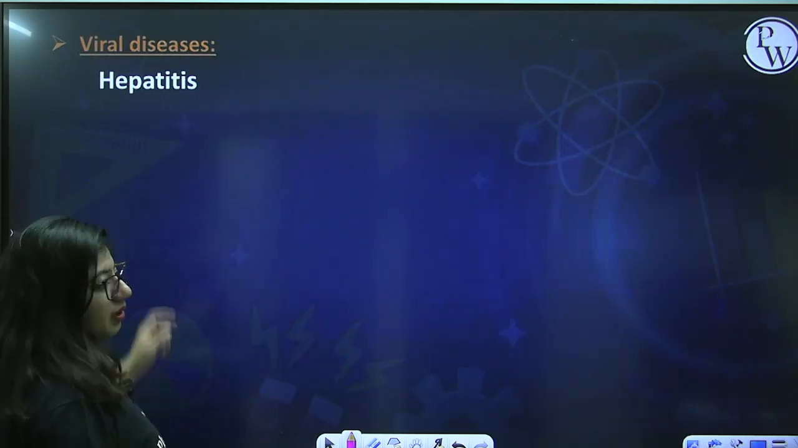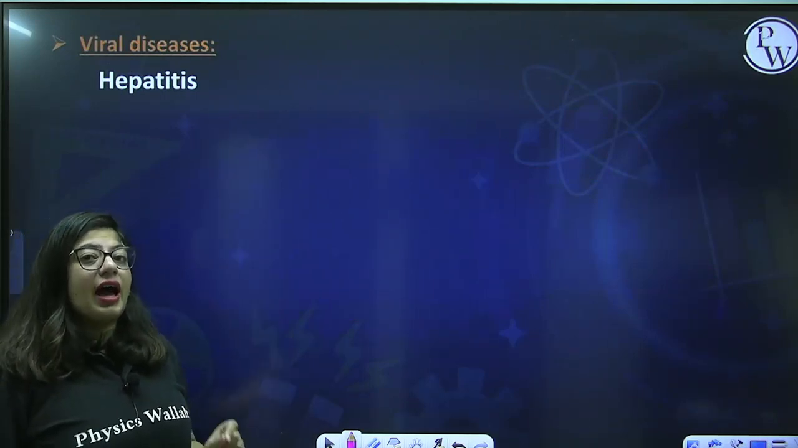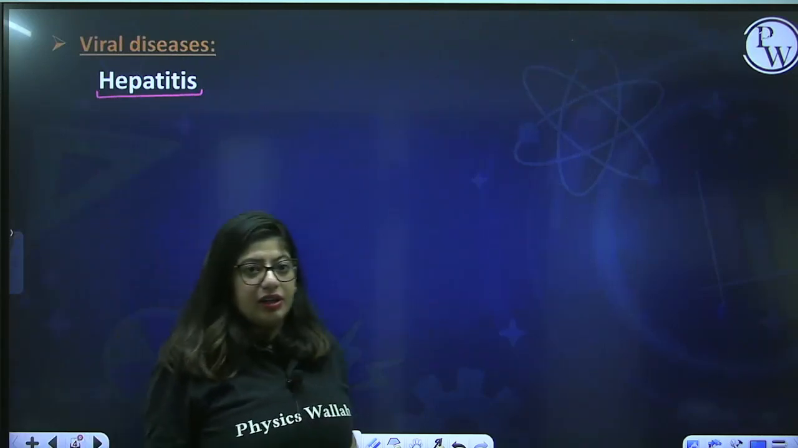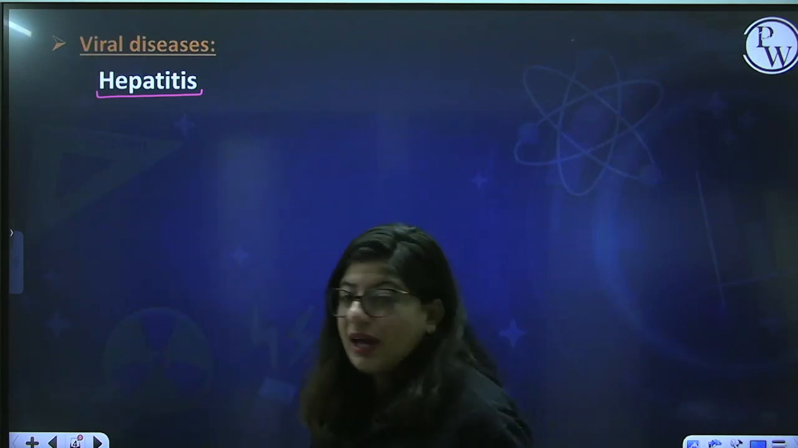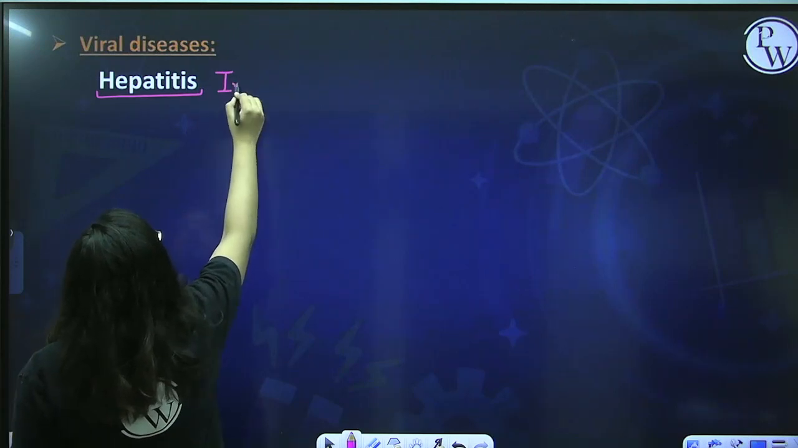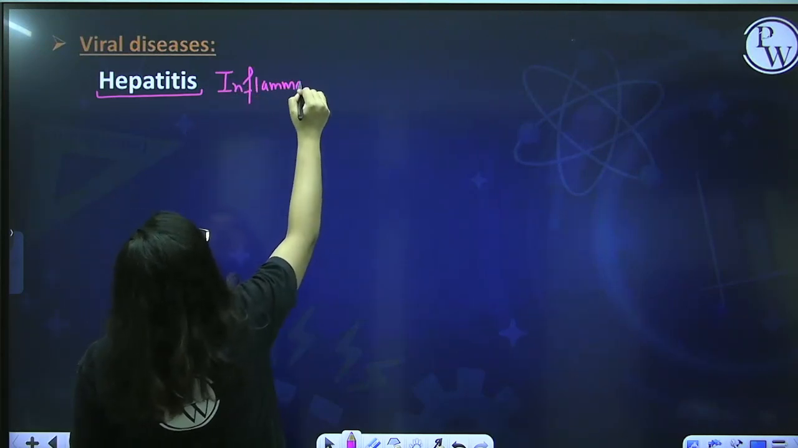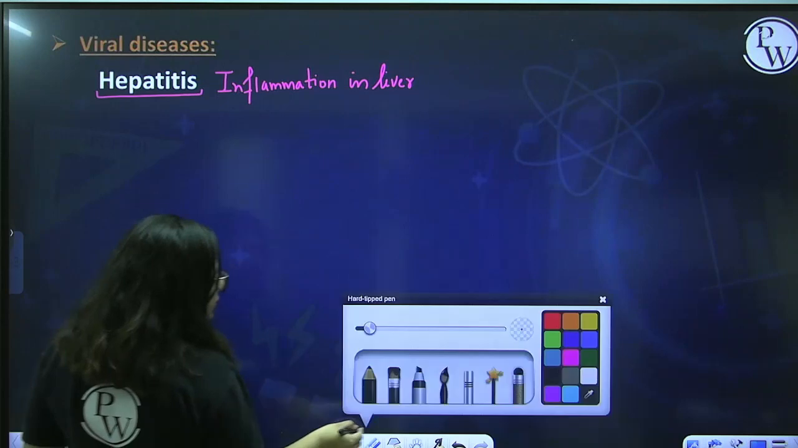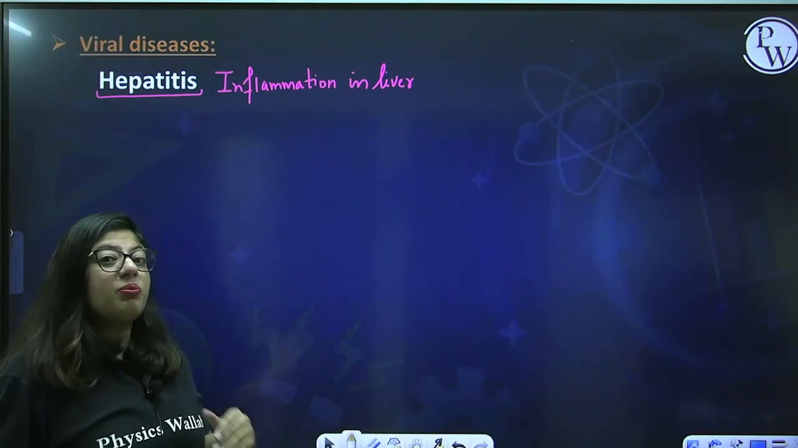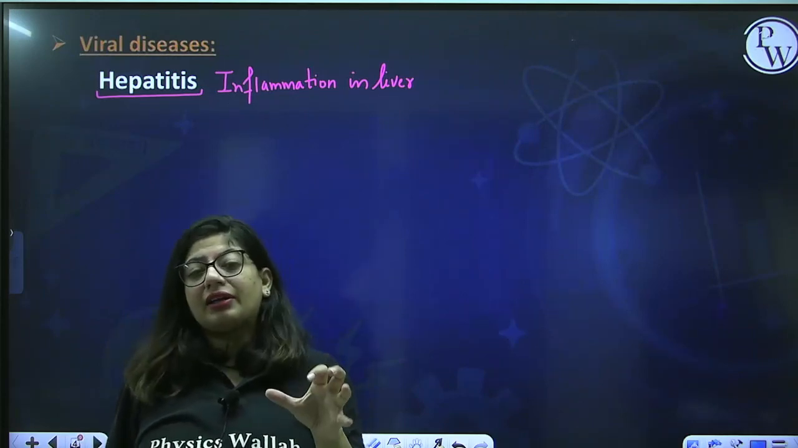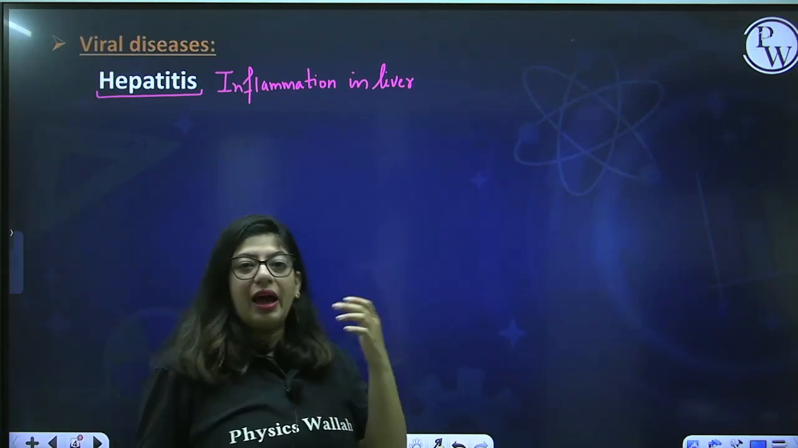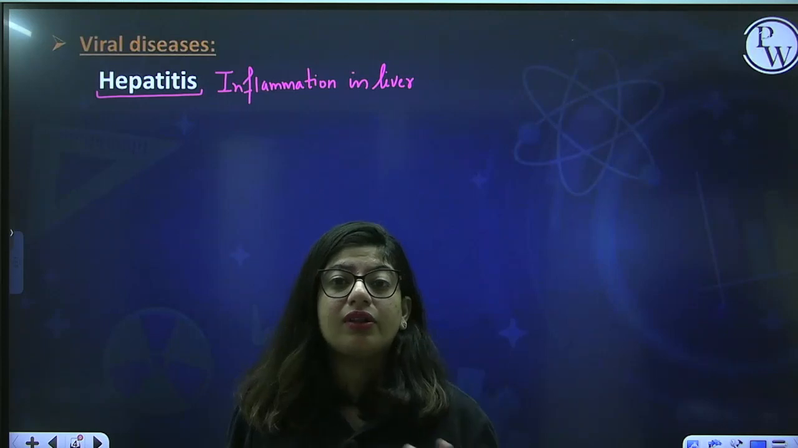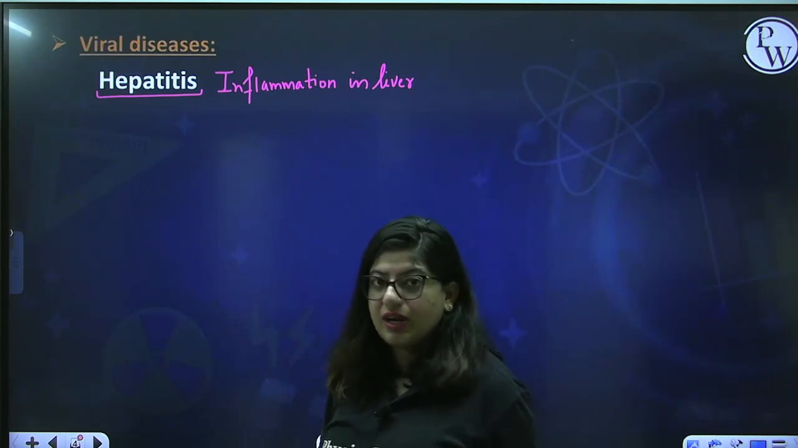Let's talk about another disease, that is hepatitis. One hepatitis we have already done in the chapter reproductive health. So now you know what hepatitis is, right? Hepatitis is inflammation of the liver. This is also a viral disease, so the virus will infect, but hepatitis is of different kinds. In all types of hepatitis, the damaged organ will be the liver. Inflammation and degeneration of the liver will occur in all the types of hepatitis, but there are different types of hepatitis, right?